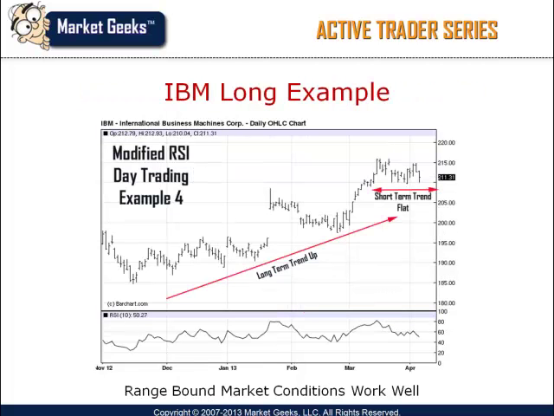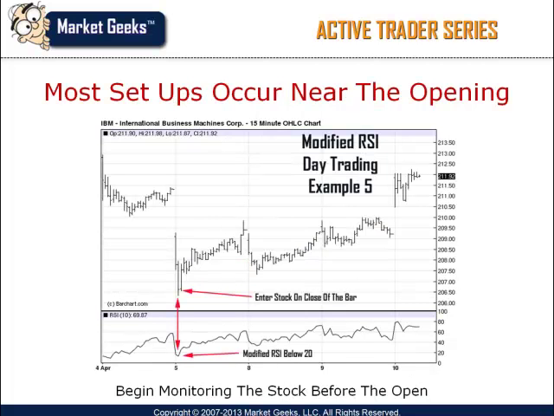The modified RSI works equally well on the short side and the long side. Take a look at this example of IBM setting up for a long trade. The long-term trend is up and the short-term trend is choppy and range-bound. This is an ideal time to look for a short-term overbought and oversold setup. The stock has a setup immediately after the opening bell. You should place a market order just before the first 15-minute bar closes.